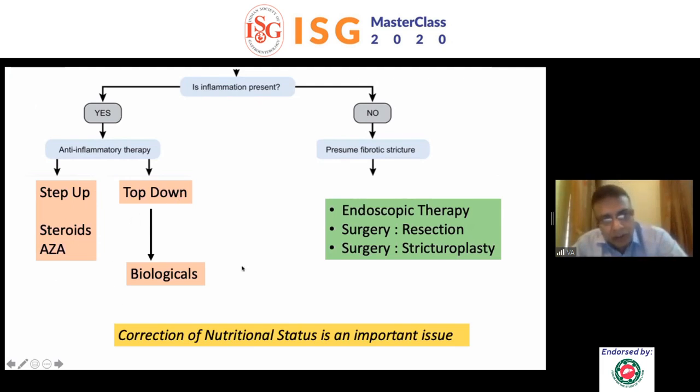If top-down, now we come to biologics. If it is a fibrotic stricture, then you have choices of endoscopic therapy, resection surgery, strictureplasty surgery. Correction of nutritional status is very important. As I told you, inflammation, fibrosis, malabsorption. So you have to keep the whole picture in mind.